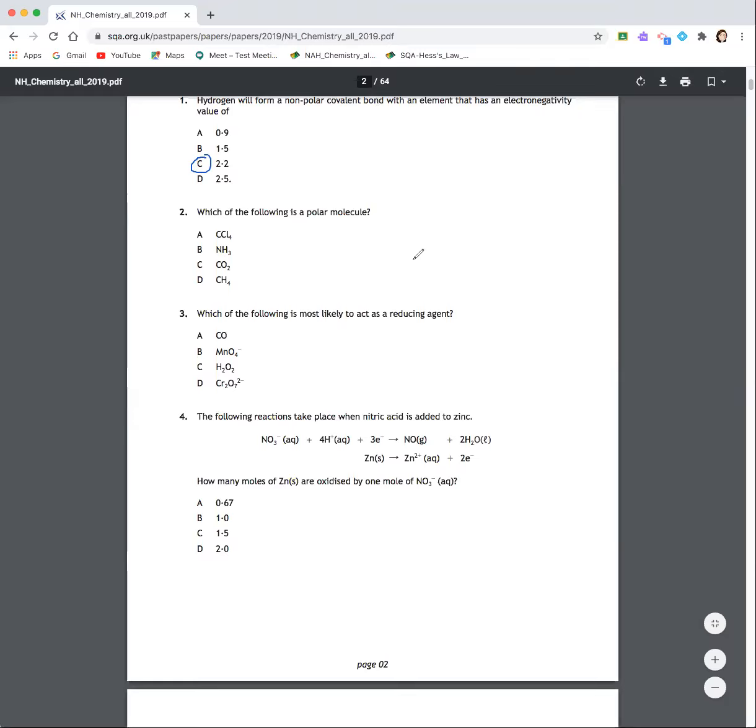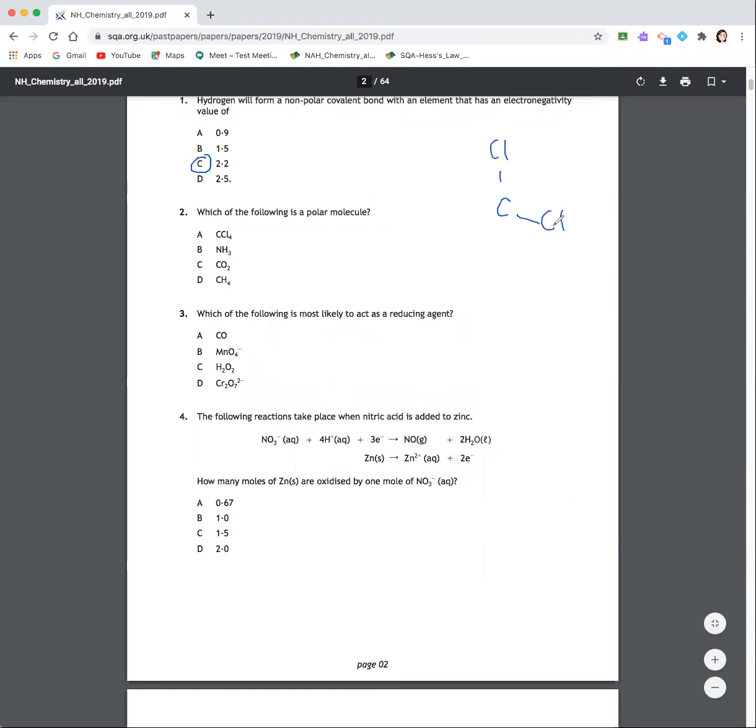Question 2, we're looking for a polar molecule. So if a molecule is polar, it would need to contain polar bonds, and it needs to be asymmetrical. Okay, so if it's not both of these things, then it won't be polar. So if we draw the molecules, it's the easiest way to see if it's polar or not.